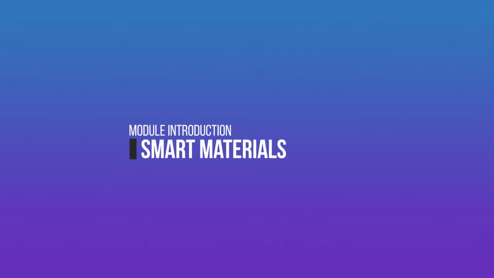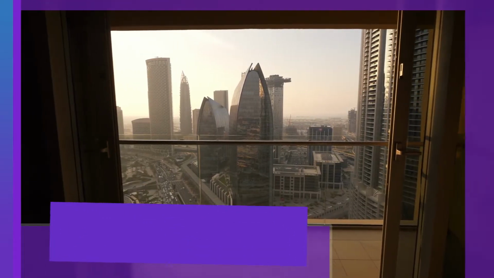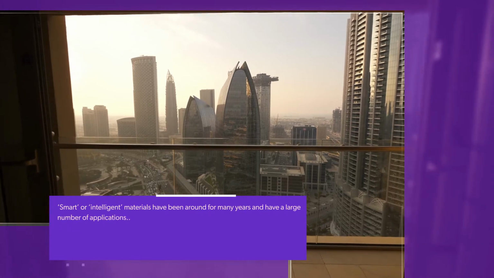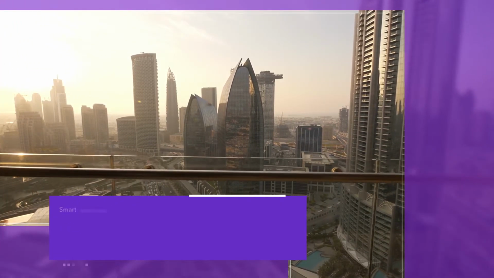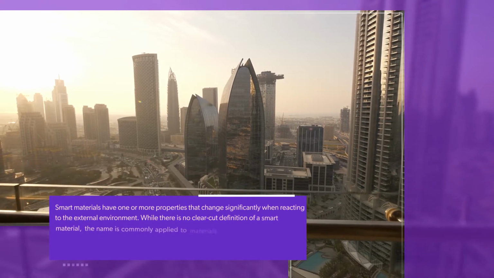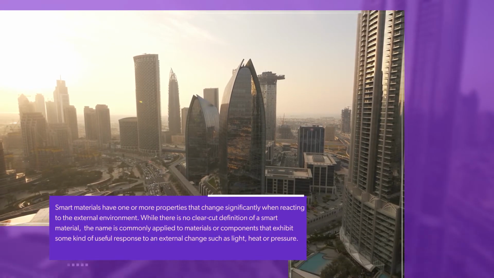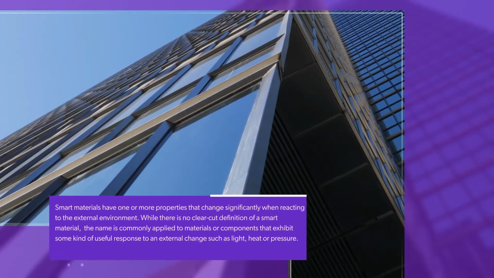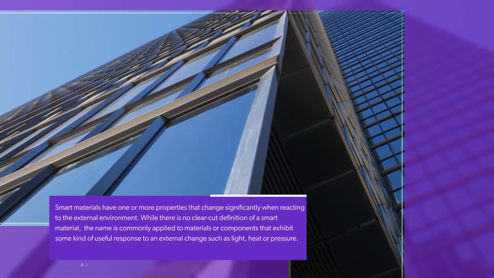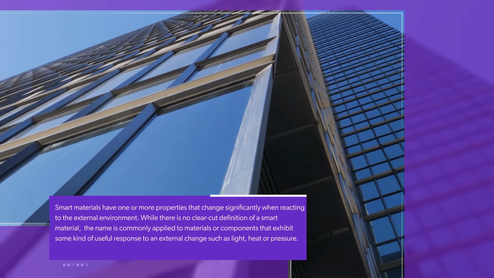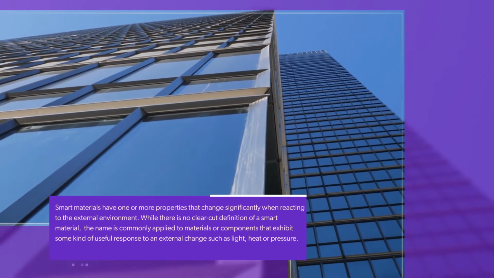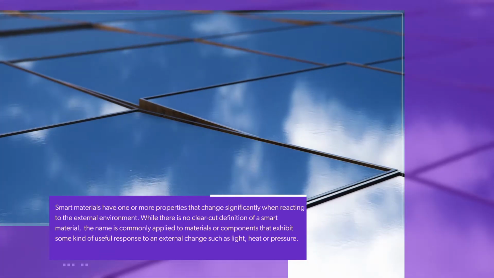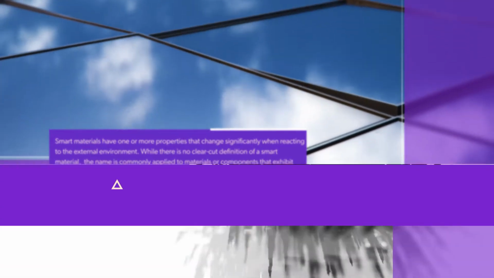Smart materials. Smart or intelligent materials have been around for many years and have a large number of applications. Smart materials have one or more properties that change significantly when reacting to the external environment. While there is no clear-cut definition of a smart material, the name is commonly applied to materials or components that exhibit some kind of useful response to an external change such as light, heat, or pressure.